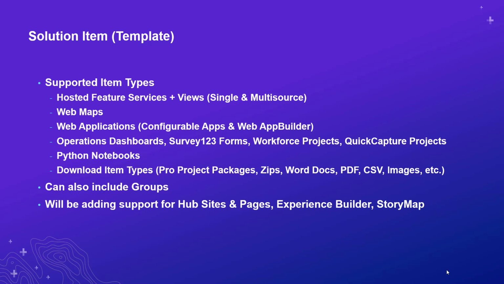Python notebooks, so if you're using those to automate some workflows, as well as stringing together some items that are also included in the solution, you can deploy those. We also support all of the binary download item types, so Pro project packages, zips, Word docs, PDFs, CSVs, basically item types that don't have item data as JSON. They're just binary files. You can package those up in the solution. Those are pretty straightforward because they don't have other item dependencies.